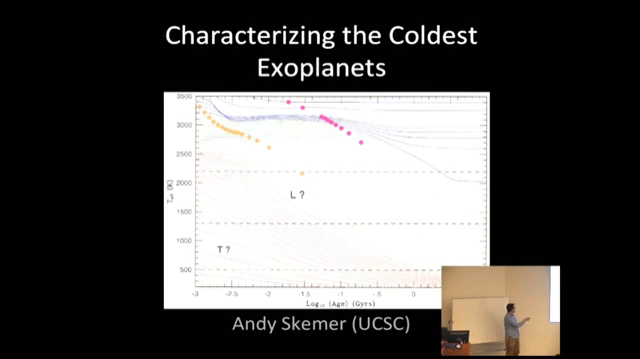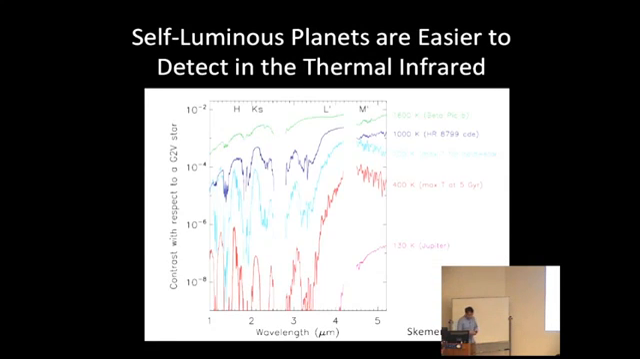Our talk is going to be about some of the tools we use and directions that we're going in learning about the coldest atmospheres of extrasolar planets. So I want to start just by explaining that it's actually easier to find these cooler planets by working at longer wavelengths. And that's going to be a theme of this talk, that if you want to study colder exoplanets, you have to work at longer wavelengths.